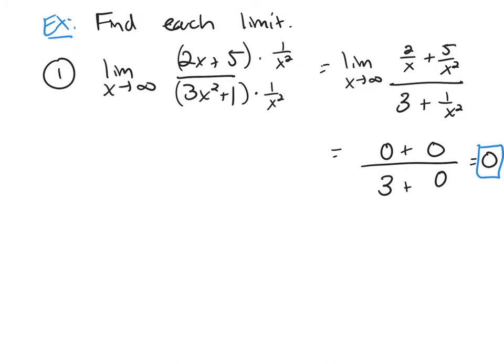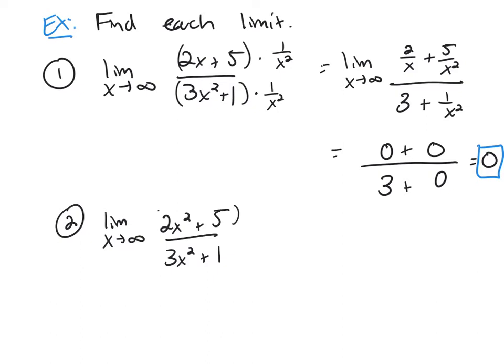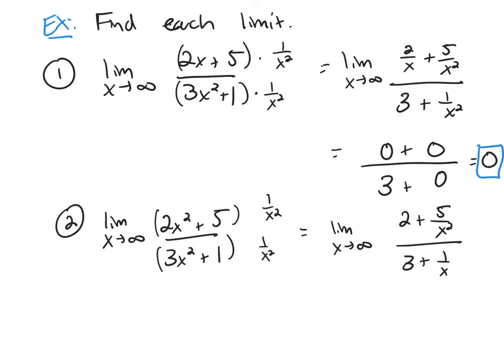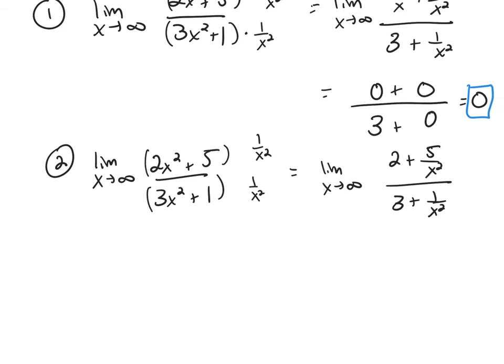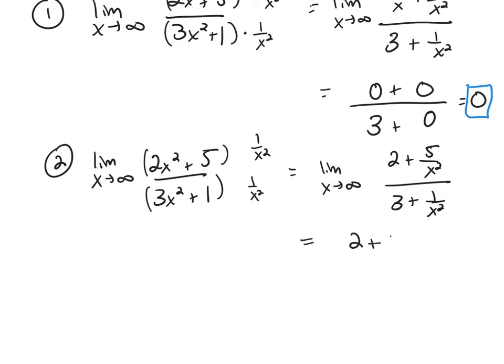Now let's look at the second one. All I'm going to do is change some of my exponent powers here. So let's say now I have (2x squared + 5) over (3x squared + 1). Well, here I'll multiply again top and bottom by 1 over x squared. So here I'm getting the limit as x goes to infinity of (2 + 5 over x squared) over (3 + 1 over x squared). And now if you look at the individual pieces for this limit, you'll get (2 + 0) over (3 + 0). I get 2/3.